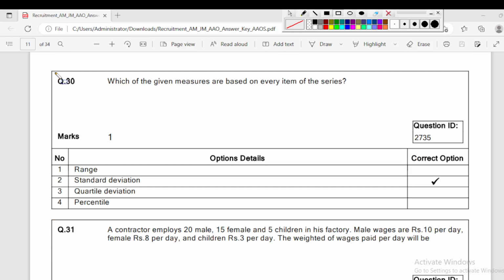Question number 30. Which of the given measures are based on every item of the series? Option 1 range, option 2 standard deviation, option 3 quartile deviation, option 4 percentile. Option 2 is correct. Standard deviation.